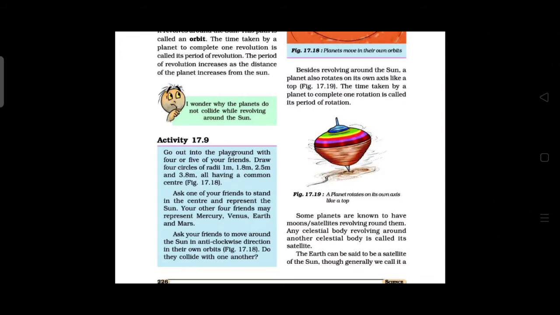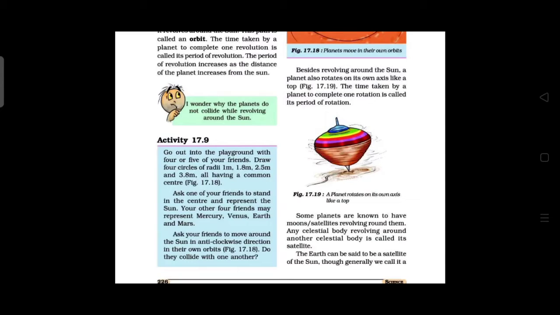Then some planets are known as what? Moon, satellite revolve around them. Any celestial body revolving around another celestial body is called what? Satellite. The earth can be said to be a satellite of the sun.